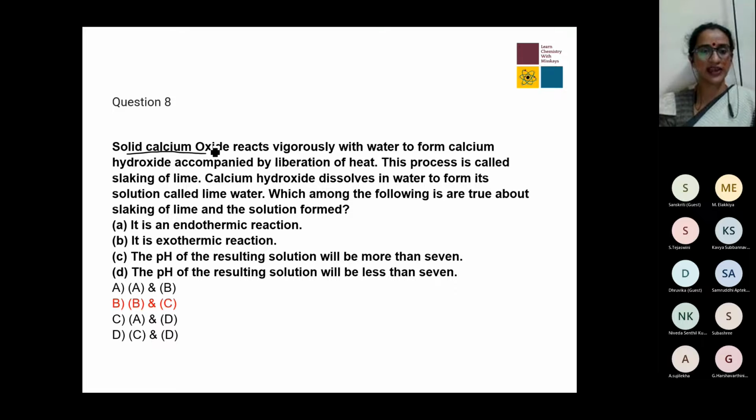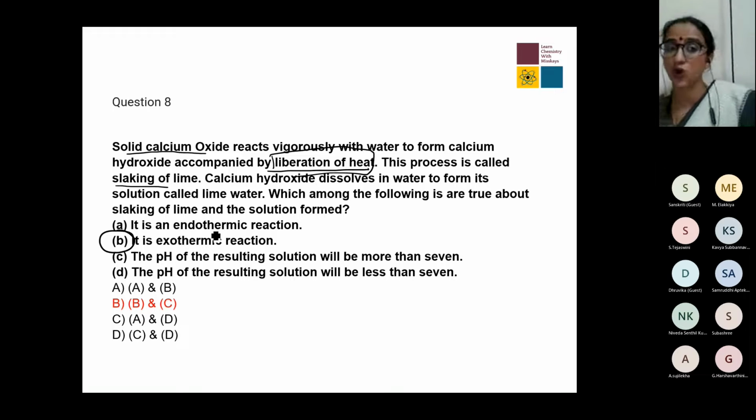Solid calcium oxide reacts vigorously to form calcium hydroxide with the liberation of heat. All right. This is called slaking of lime. Now, which of the following is true based upon the reaction that's given above? Now, we know that there is liberation of energy, so it means that it has to be an exothermic reaction. That is for sure. It cannot be an endothermic reaction, because endothermic reactions occur only when you have energy being absorbed, not when energy is being liberated.